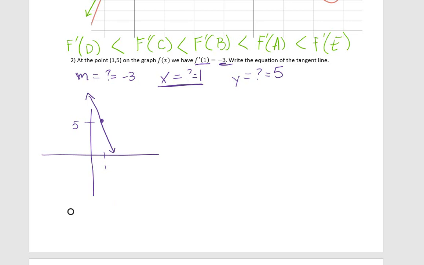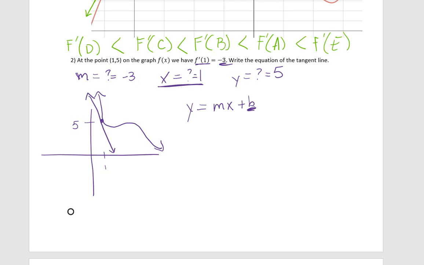So we might have a function that looks something like this, and then this would be the tangent line. Remember, the equation for the tangent line is y equals mx plus b because it's a straight line. We need to figure out what that b is. Just looking at this, I assume it's going to be something bigger than 5.